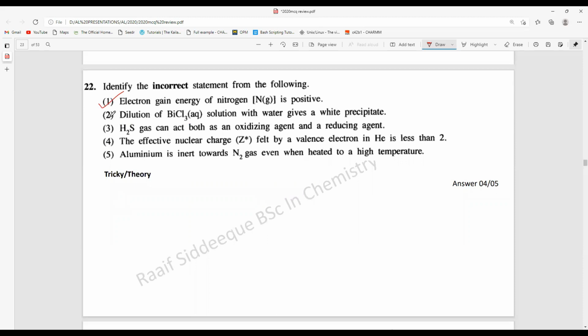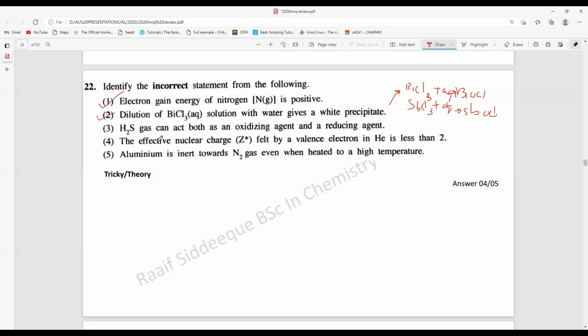So this is correct. Dilution of BiCl3 solution with water gives a white precipitate. This is typical. We have seen this one. One is BiCl3, the other one is SbCl3. Here it is 3. So when you acidify and then dilute, what normally happens? BiOCl. Let's say aqueous water is added here, so BiOCl forms. BiOCl is formed, which is a white colored precipitate.